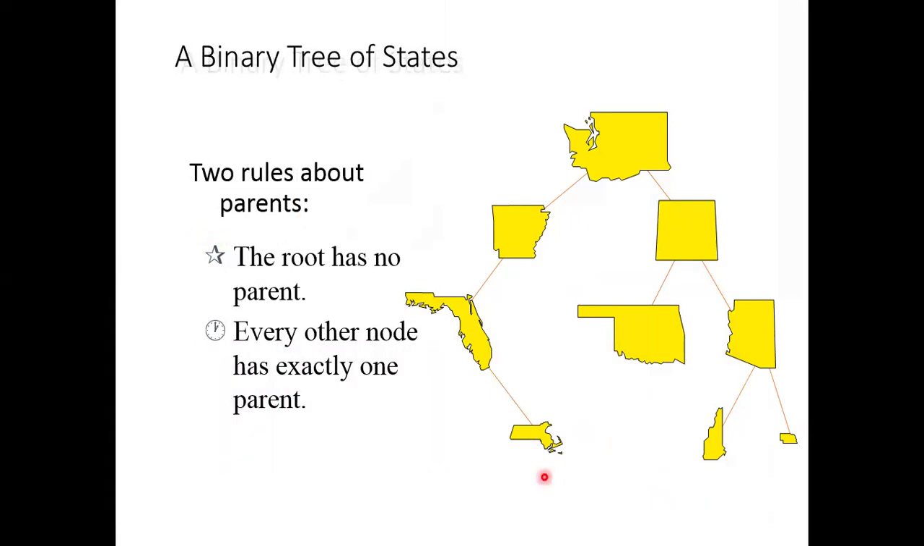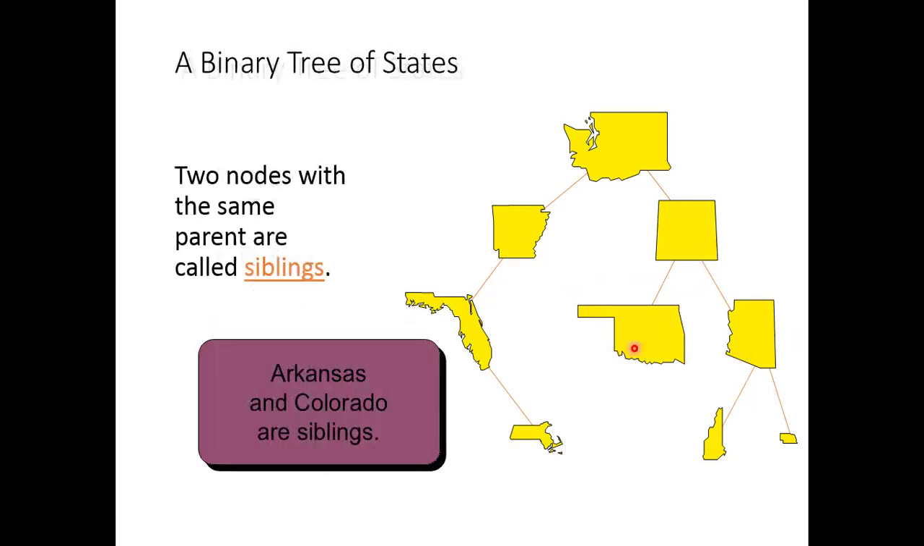Next, there is a set of rules for being a parent in a binary tree. The root has no parent. For the root node there will be no parent, and every other node has exactly one parent. So each node can have only one parent. For example, if you take this left child, it has one parent, and these two combined have only one parent. That's the condition for a binary tree. Two nodes belonging to the same parent are called siblings.